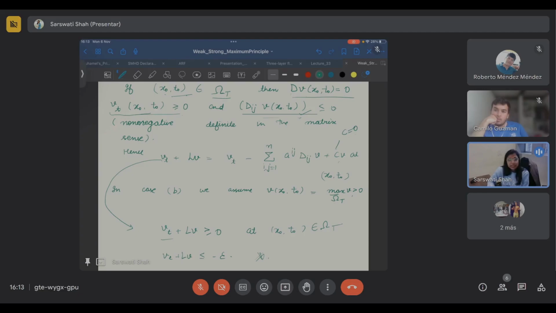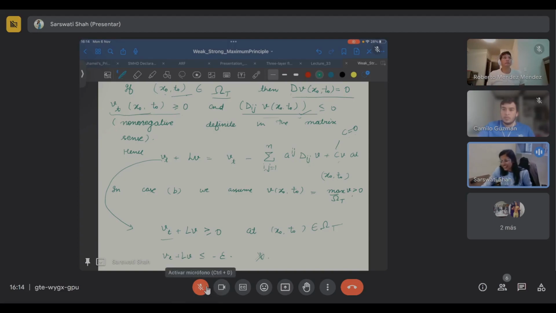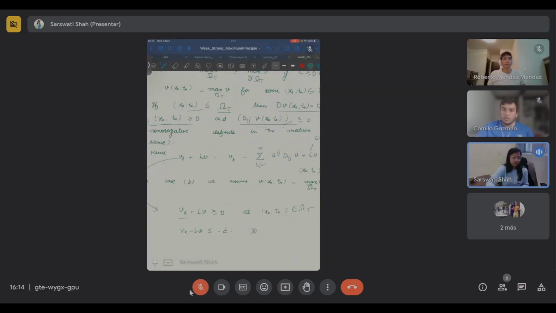I'm stopping this here. We can continue this discussion tomorrow. I'm stuck at some point. I think I need to read that point again. The second case, I think I did it last weekend. I again need to brush up on it. So we can continue it tomorrow. Do you guys have any other question?